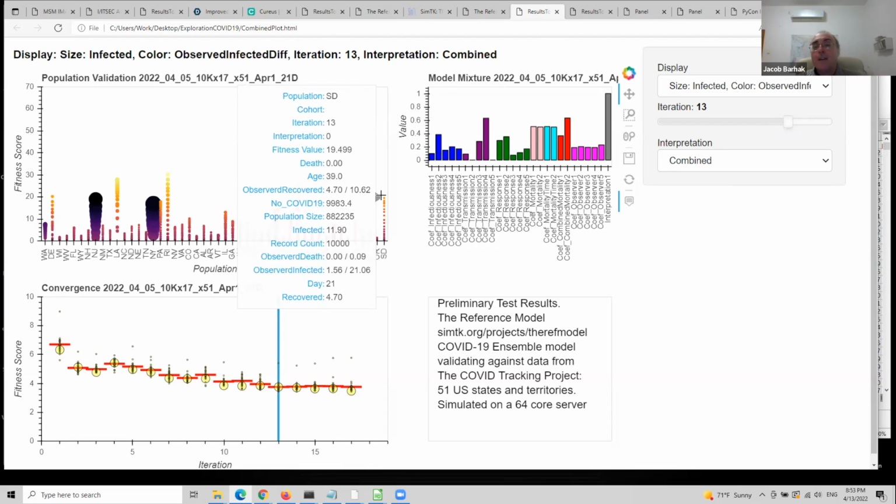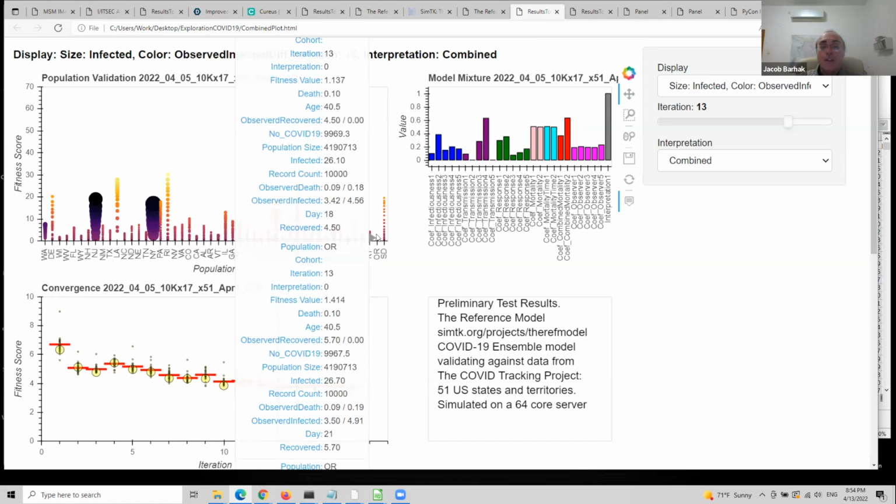The model is underestimating. You see 1.56 in observed infected out of 21.06. This is out of 10,000 people. The simulations are always 10,000 people per state. When I run this, it tells me the model underestimated a lot, and this is why you see this jump in South Dakota. It tells me, according to the model, it should have been much more.